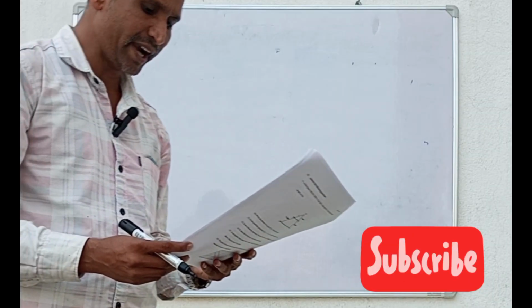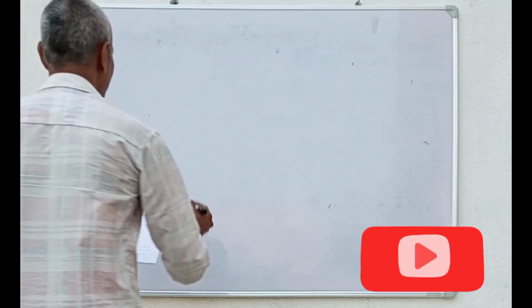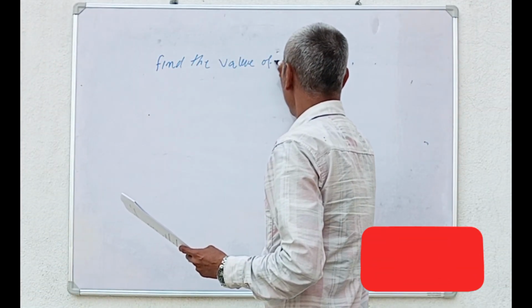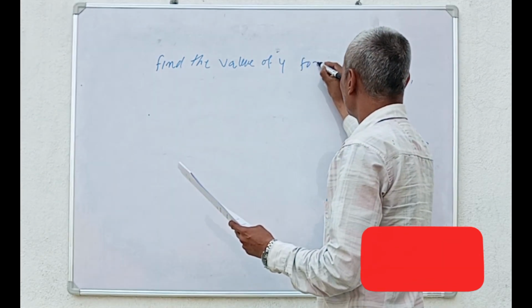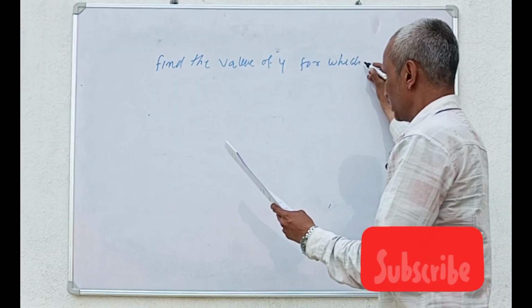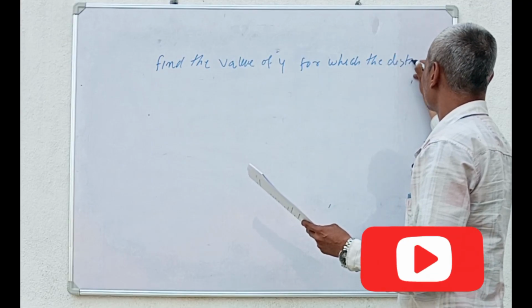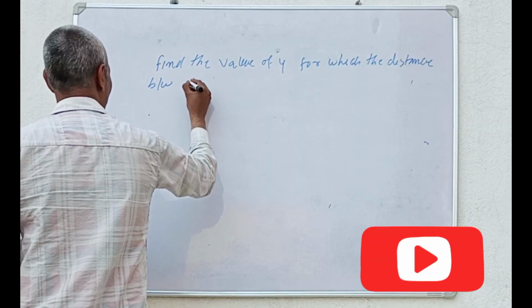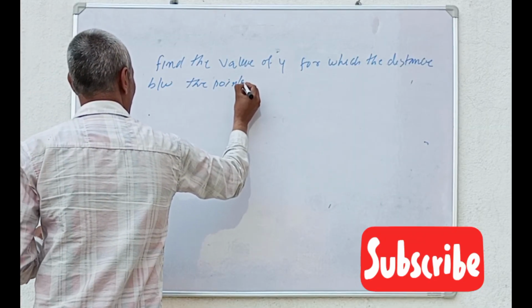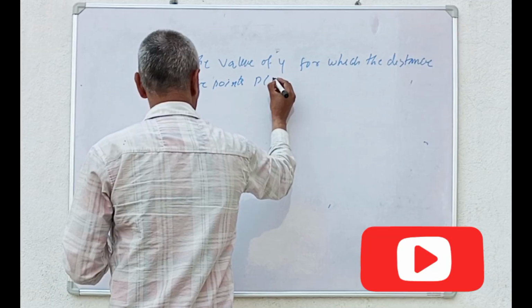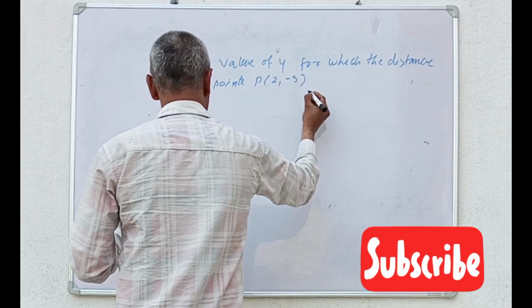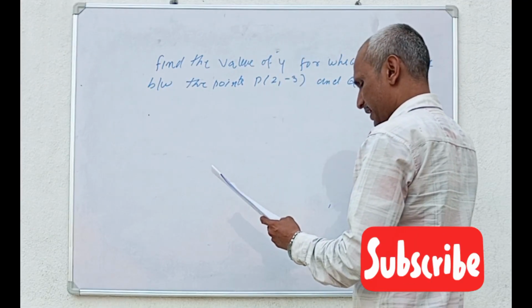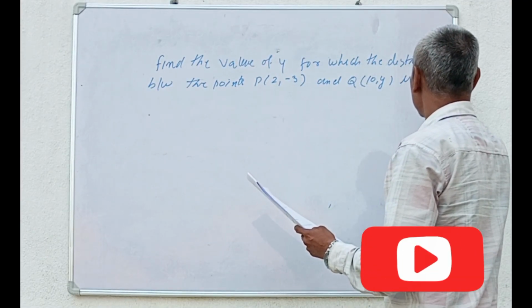Next question: find the value of y for which the distance between the points P, given here as 2, minus 3, and Q, given here as 10, y, is 10 units.